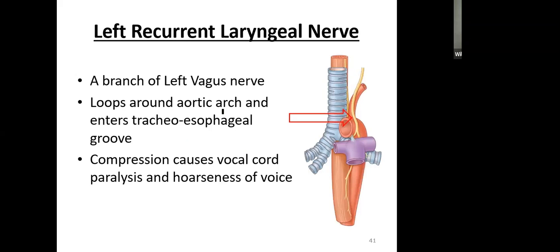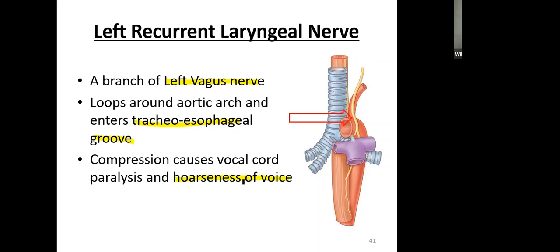So let's look at the nerves and how they traverse, where they are, and how they're positioned in relation to everything else. So we've got the left recurrent laryngeal nerve. It's a branch of the left vagus nerve. It loops around the aortic arch and enters the tracheoesophageal groove. Compression of this nerve causes vocal cord paralysis and hoarseness of the voice.